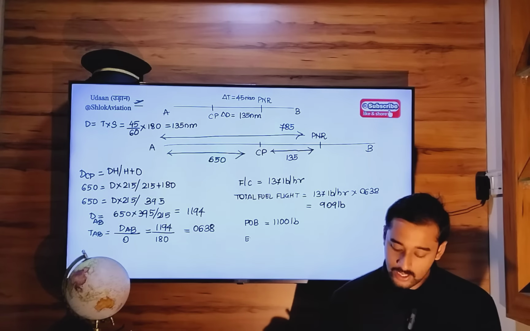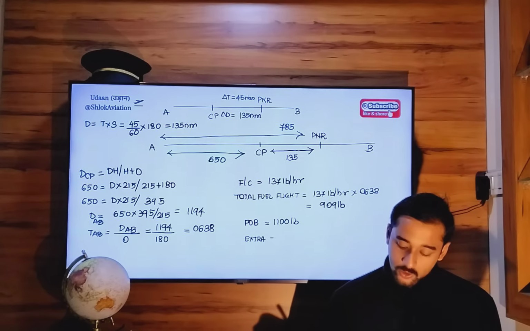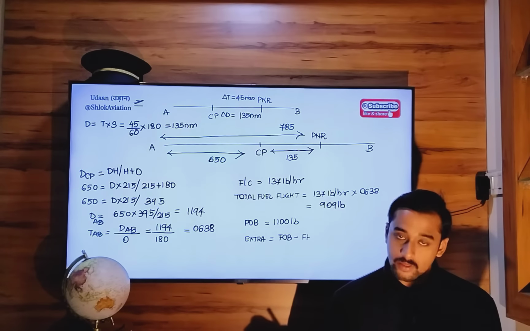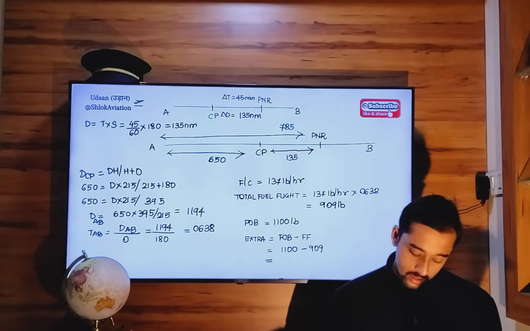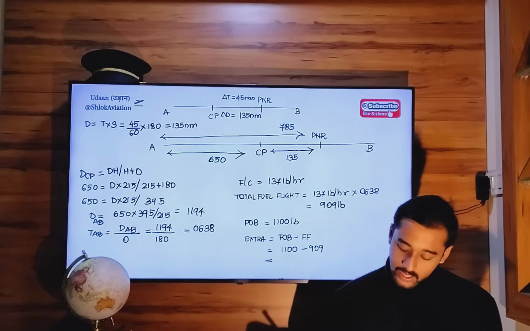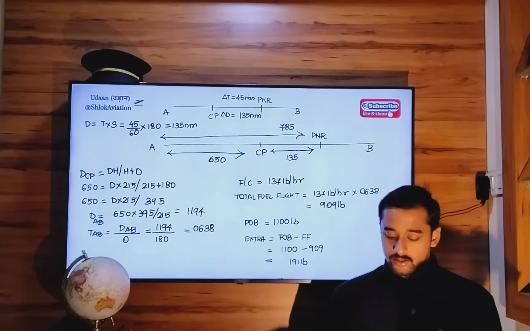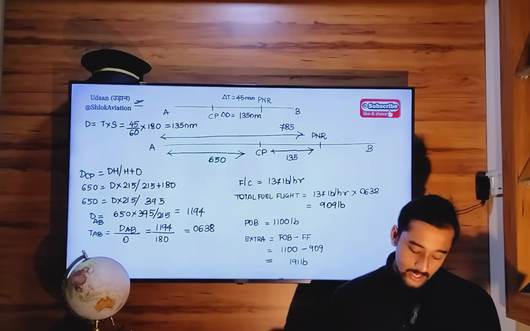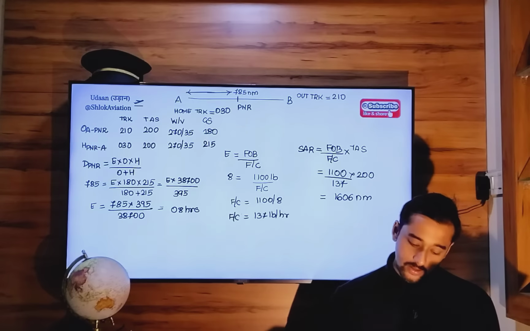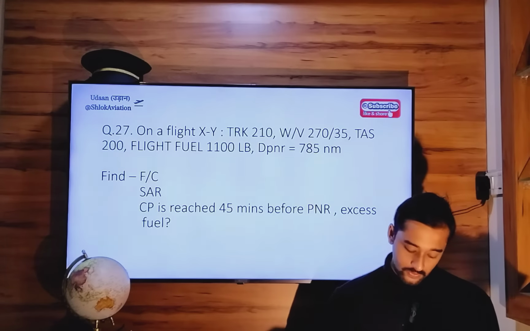So the extra fuel that you are carrying is equal to fuel on board minus flight fuel. 1100 minus 909, that is 191 pounds. So extra fuel that you are carrying is 191 pounds. Select that option which is closest to this. Okay.